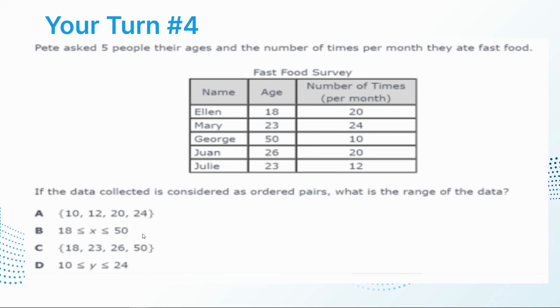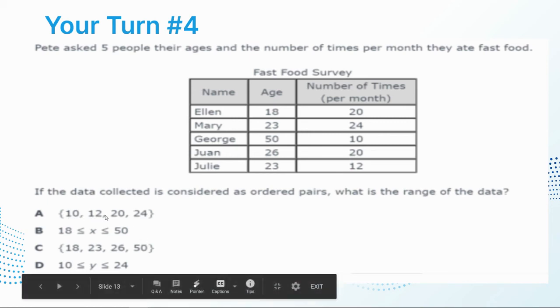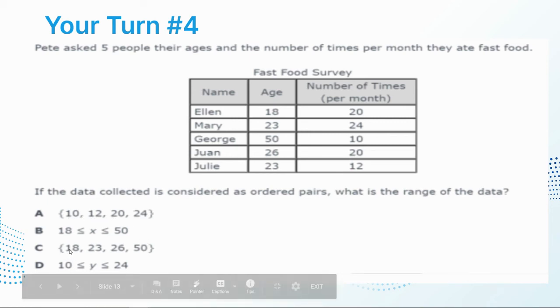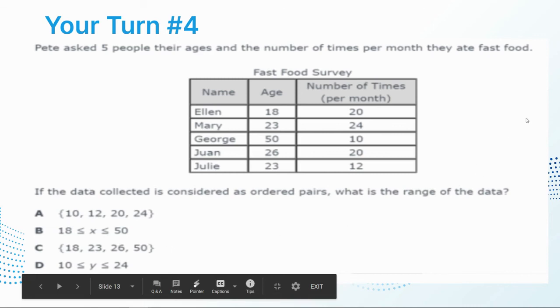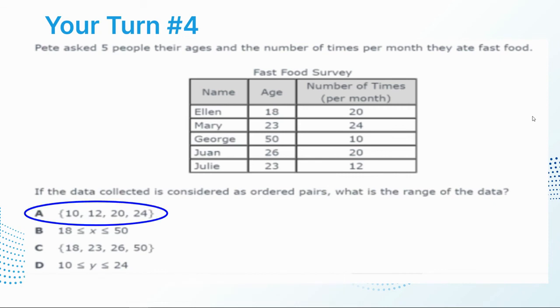Now, which of the other two is it going to be? Well, 10, 12, 20, 24, or 18, 23, 26, 50. So which one is your choice? And A was the correct answer.